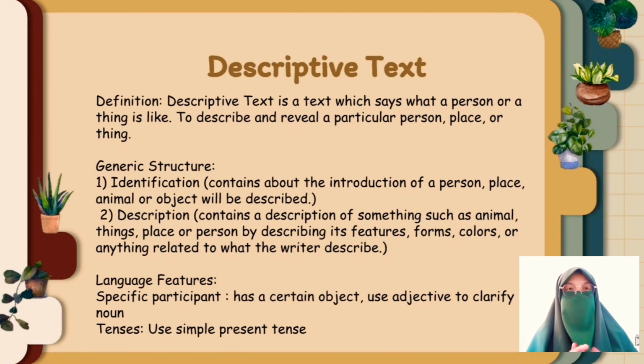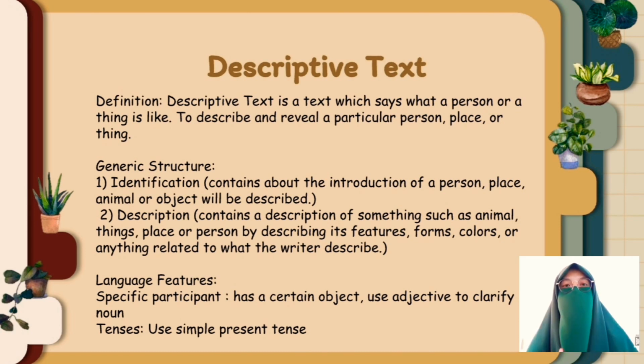Alright. As you all can see on your screen, the definition of descriptive text is a text which says what a person or a thing is like, and the purpose is to describe and reveal a particular person, place, or thing. And then, the generic structure of descriptive text.